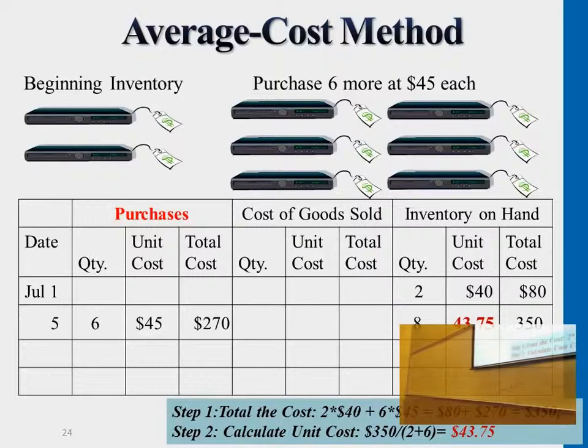Okay, once you have the total cost, then just divide it by how many bottles that you have, or how many DVD sets that you have. So if this is the total cost of all the DVD sets, we just divide it by 8 to figure out what is the unit DVD cost. So for each DVD set, the unit cost is $43.75. This is the process of averaging out the inventory cost.